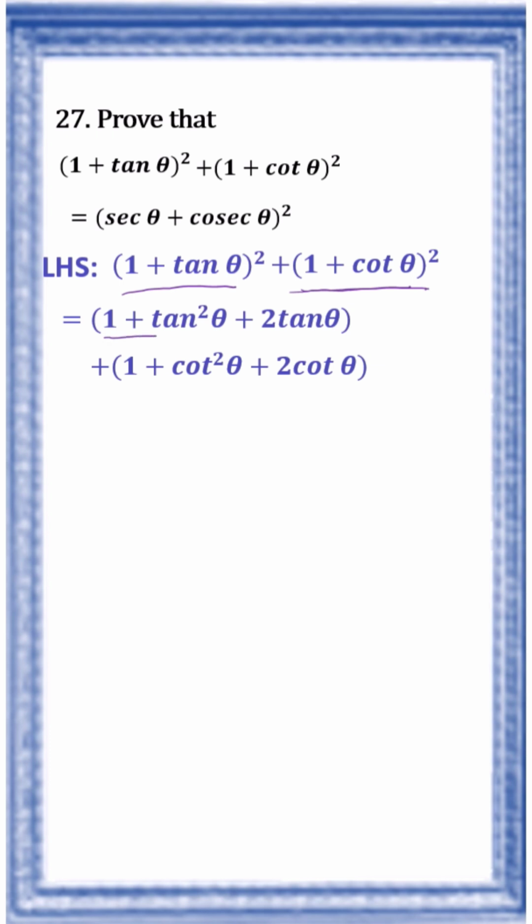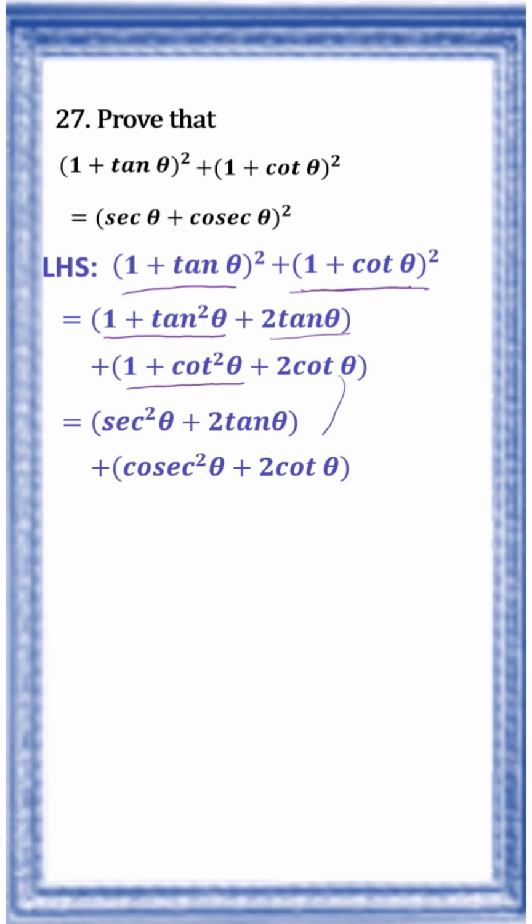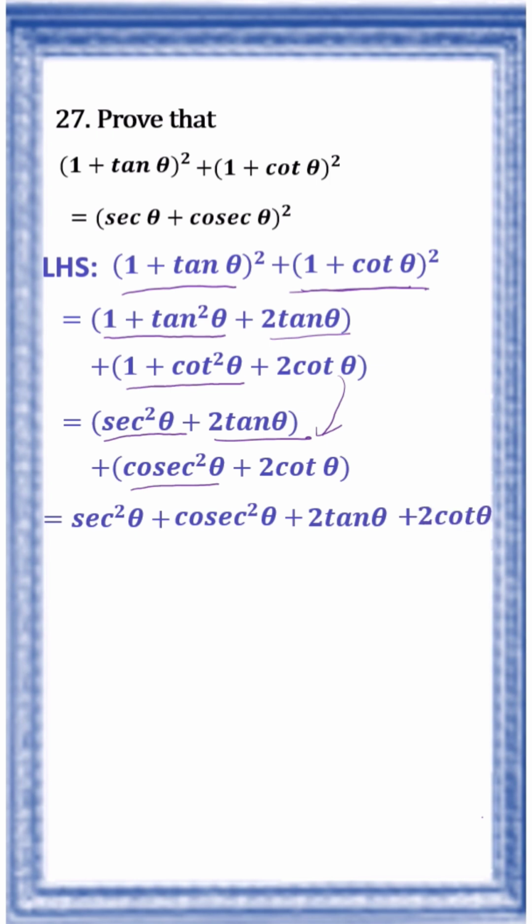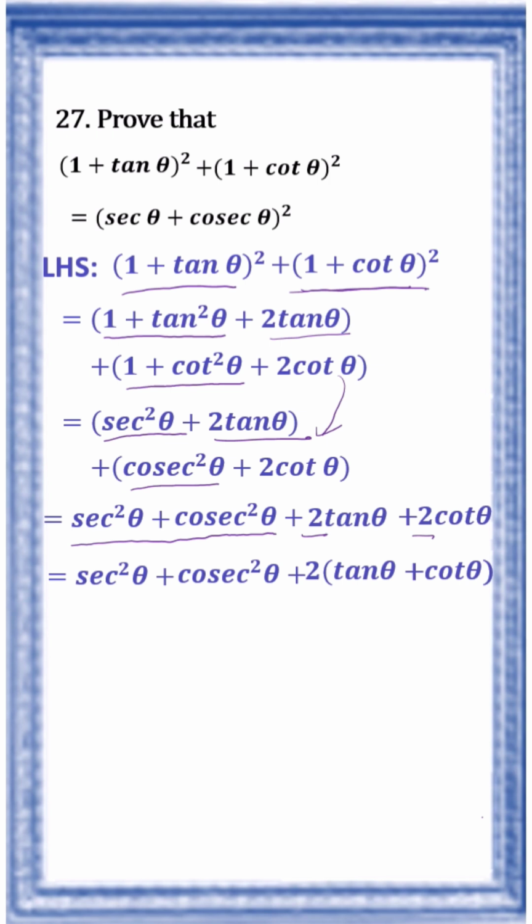Here observe, 1 + tan² θ is what? Sec² θ, plus 2 tan θ. Here 1 + cot² θ is cosec² θ, plus 2 cot θ. Now let us rearrange: sec² θ + cosec² θ + 2 tan θ + 2 cot θ. Let these two be the same. Here let us take 2 as a common factor. What happens now? 2 into (tan θ + cot θ). Now let us keep these two as such.